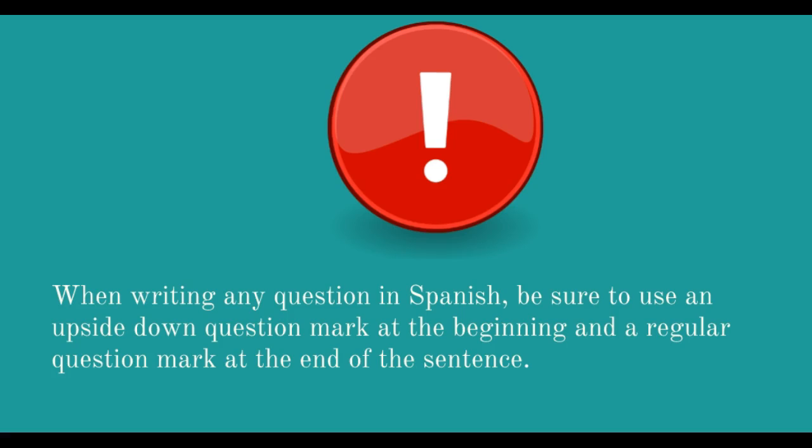If you are typing and you need to do the upside down question mark on a Mac computer, you'll need to hold down the Option key and the Shift key at the same time on your keyboard and then push the question mark. If you're using a PC computer, there's an Alt code, so you would hold down the Alt key and then type 0191.